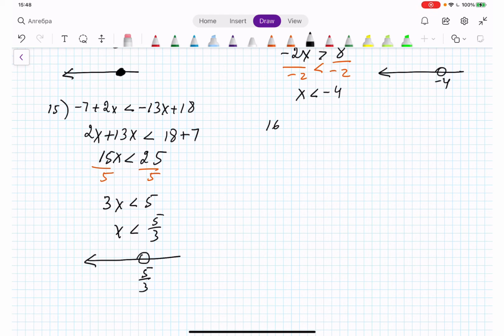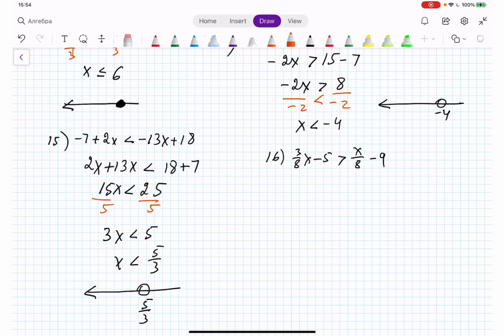We have 3 over 8x minus 5 greater than x over 8 minus 9. So common denominator is 8, right? We need to bring to common denominator. Therefore, here is divide by 8 times 8. Divide by 8 times 8. So we have 8, 8, 8, 8.